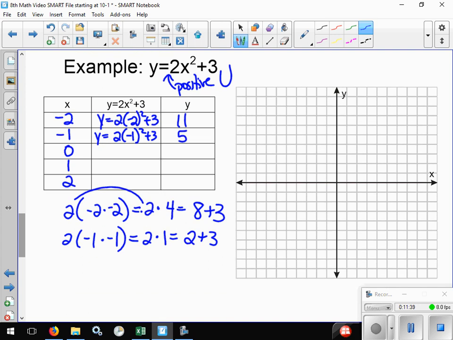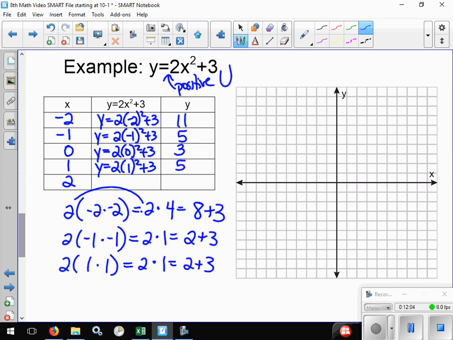Okay, and then we have 2 times, oops, right here first, 2 times 0 squared plus 3. Well, this is the easy one. Anything times 0 is 0, so just add 3 and you get 3. So y equals 2 times 1 squared plus 3. So it's 1 times 1. 1 times 1 is 1. Times 2 is 2. Plus 3 is 5.